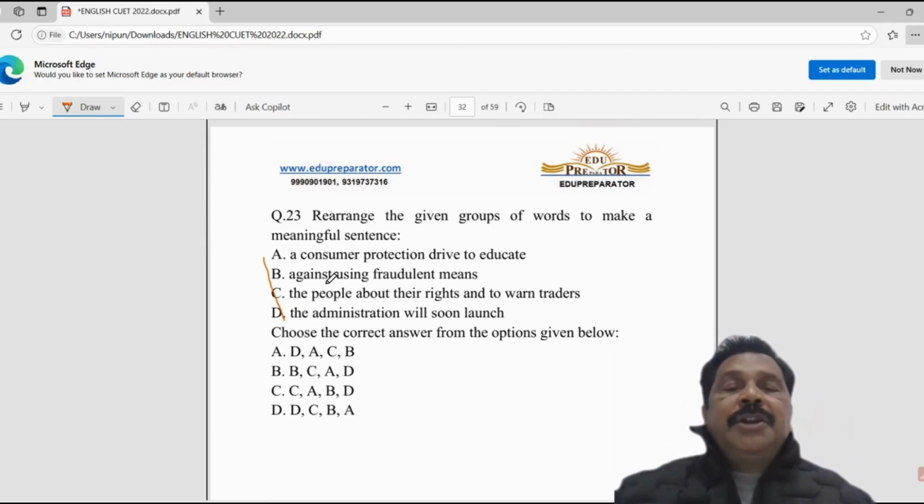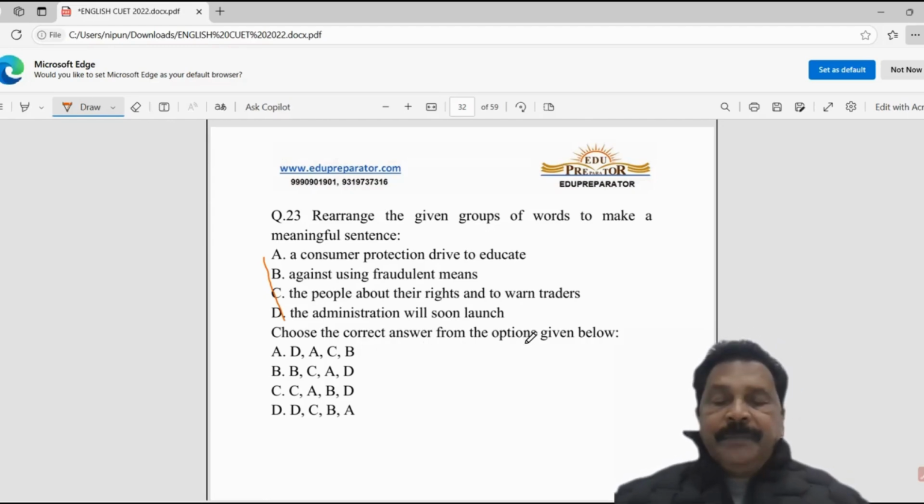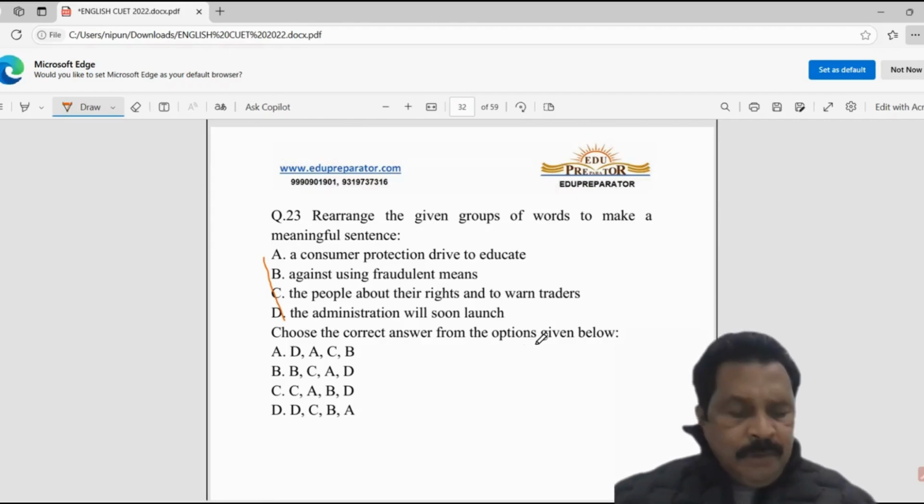For example, it is given: a consumer protection drive to educate against using fraudulent means the people about the right and want traders, and administration will soon launch. Choose the correct answer from the options given. Choose the correct option. And the answer is A. First start with the D, then A, then C, and B.